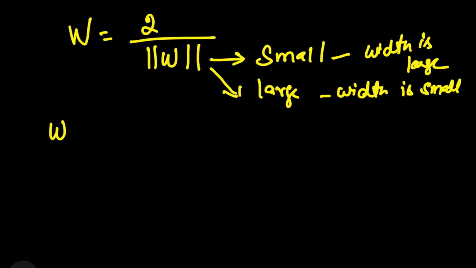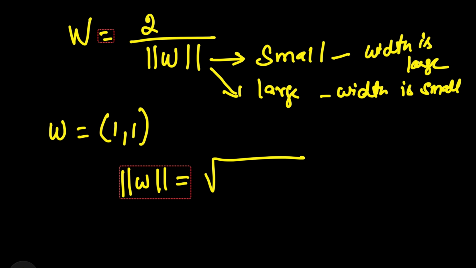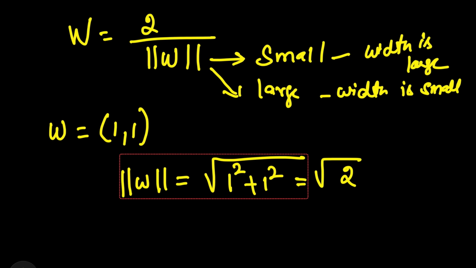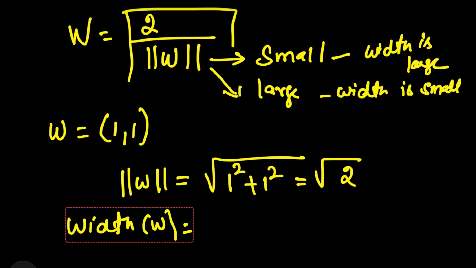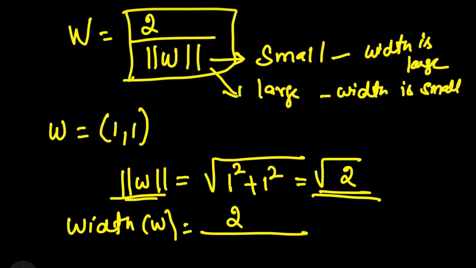So suppose we have the W value as 1, 1. If this is the case, then how can this width be represented? See, first we have to find the magnitude of the vector. So we have the data point 1, 1. We take 1 squared plus 1 squared, it's nothing but root 2. Then how can I define this width with W? We have the formula 2 divided by the magnitude of the vector. So let me take 2 divided by root 2, which is 1.4. So this is how the width can be calculated for any given linearly separable model.